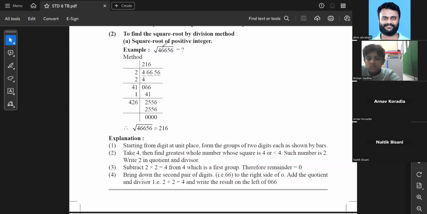Using the division method, how to find a square root of a positive integer. Obviously, in our case, we are going to consider only positive integers, right? We are not going to consider the negative integers.